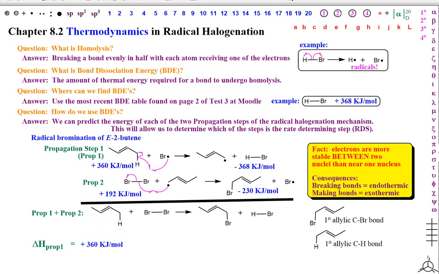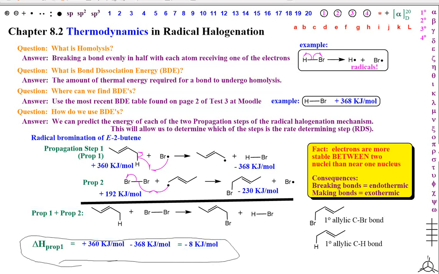So for propagation step 1, you need to put in 360 kilojoules per mole to break the primary allylic bond to H. And you're going to get back 368 kilojoules per mole, giving a delta H of negative 8 kilojoules per mole. Propagation step 1 is exothermic by 8 kilojoules per mole.